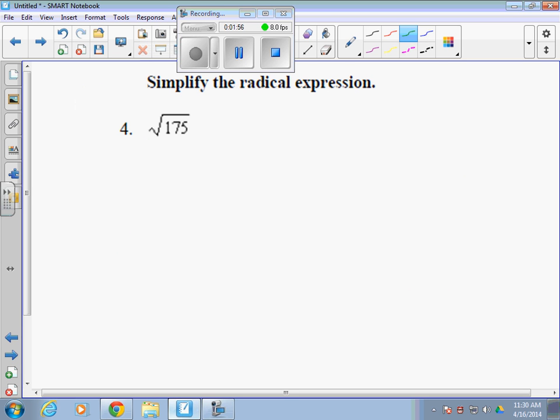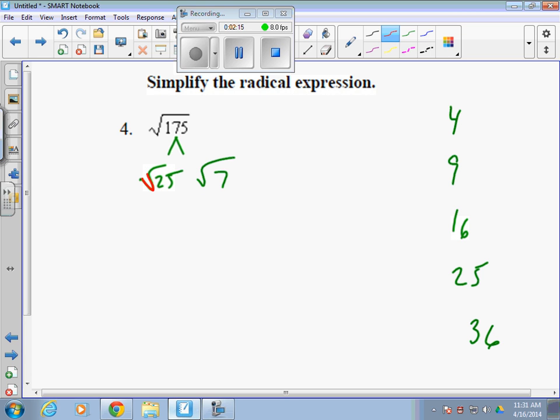Number 4 says simplify the square root of 175. It's not a perfect square. You're looking for a perfect square that goes into it. 2 times 2, 3 times 3, 4 times 4, 5 times 5, 6 times 6, those numbers. 25, or think of a quarter going into $1.75. It goes into it 7 times. Square root of 25, what times itself is 25? 5 times the square root of 7, simplified.